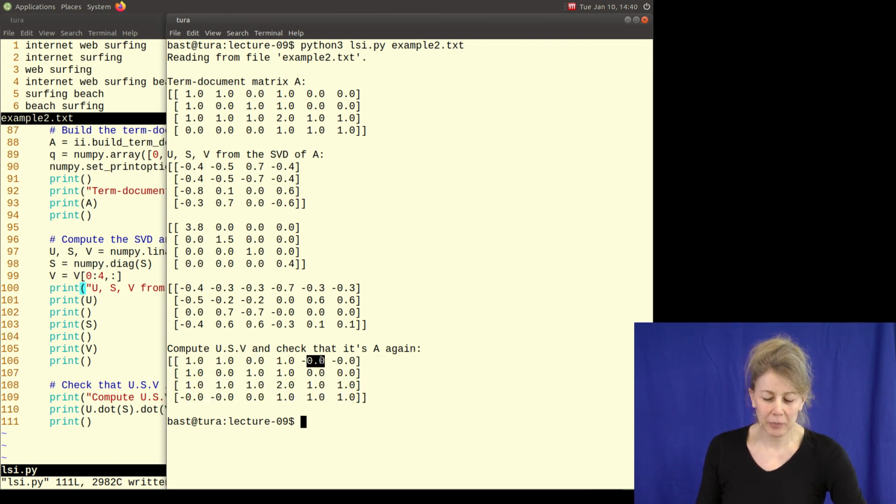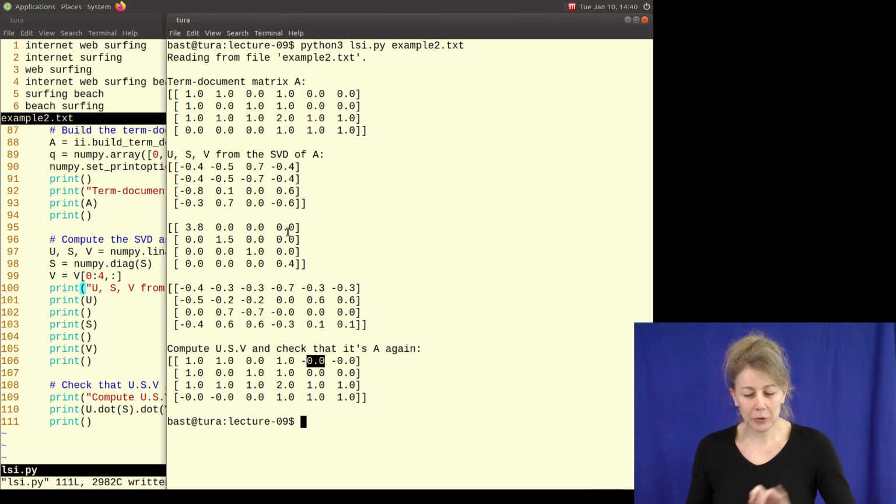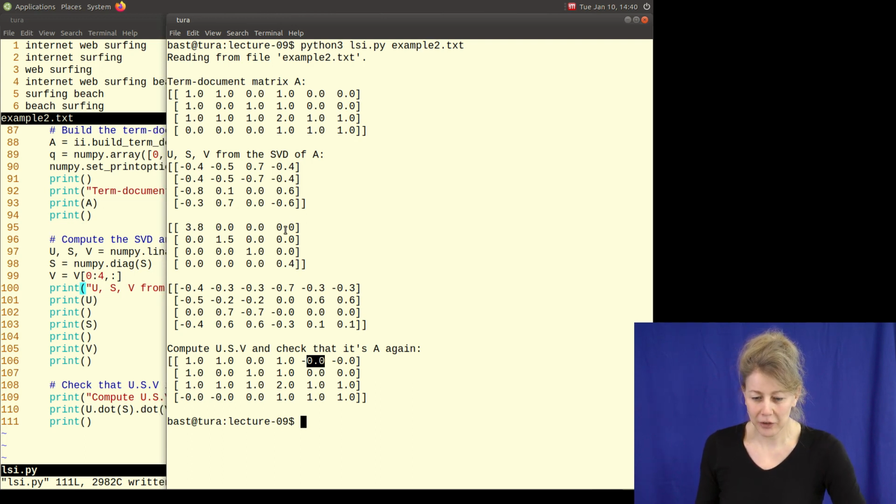Why minus 0.00? Because if I would print it out, it would be minus 0.00002, because the method to compute this is a numeric method which only computes an approximation. So there will be small rounding errors. So now, what's special about U and V?